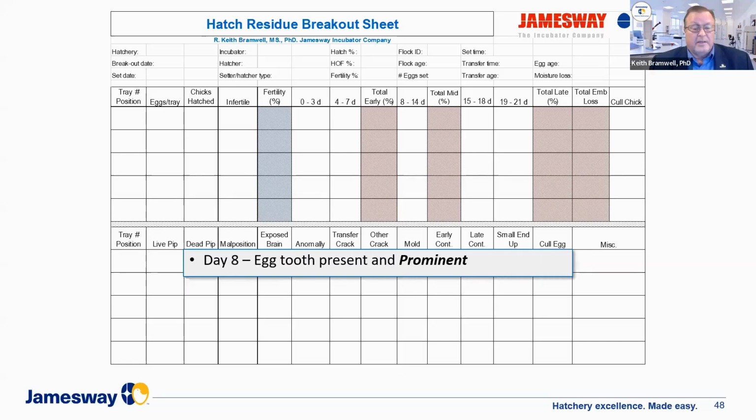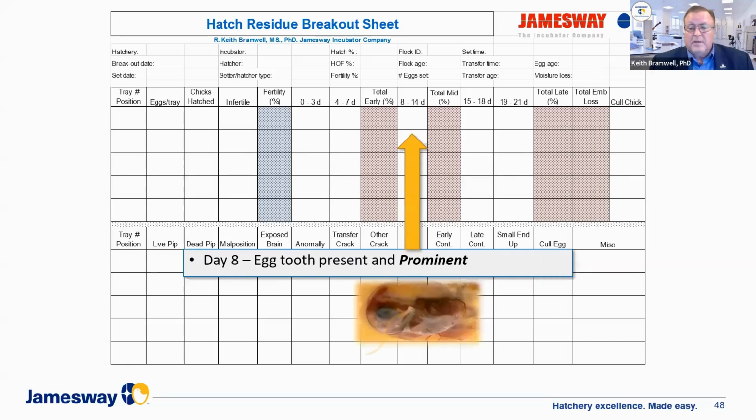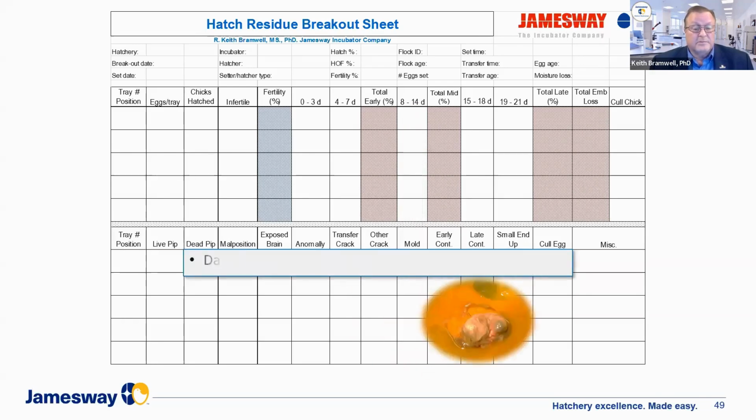Okay, when we look at the egg tooth present, right here we see that egg tooth. If we see an embryo that's dead, we see that egg tooth pops out. Oh, there's the egg tooth. It made it to day 8. All right, it's a day 8 to 14. That's a middle dead. Typically don't see a whole lot of those.